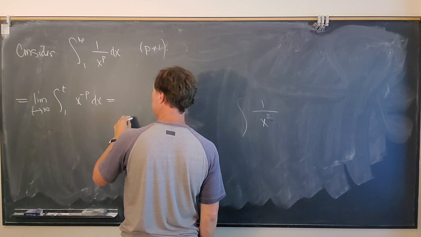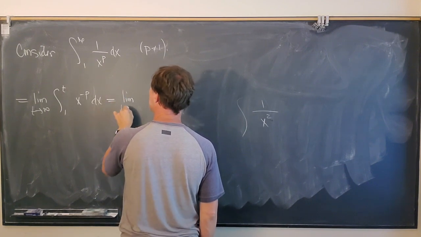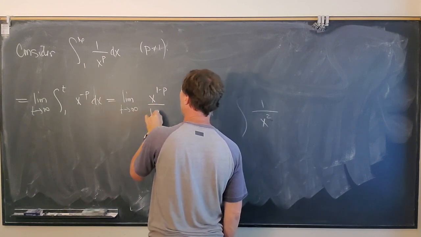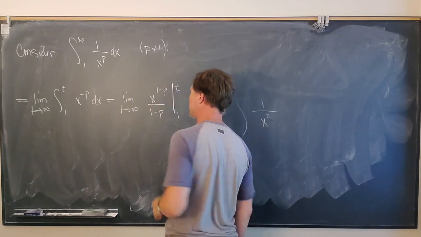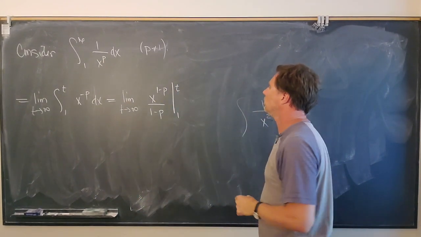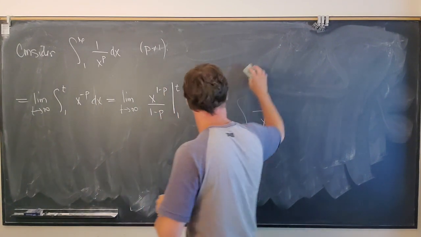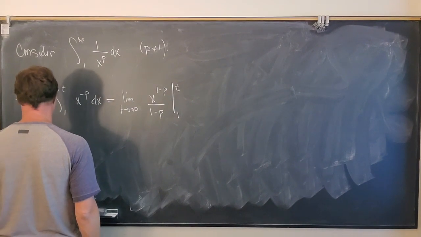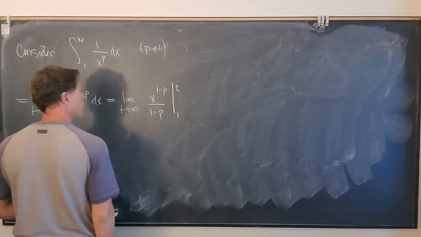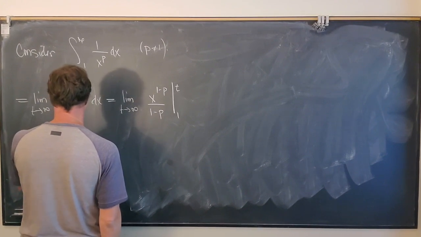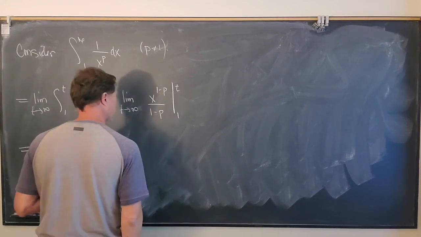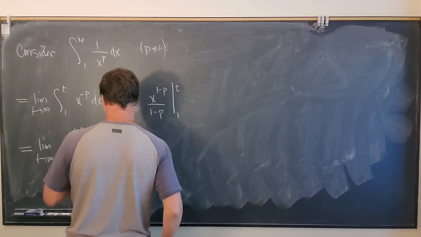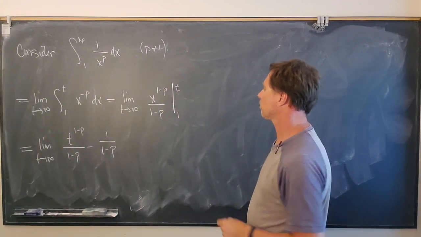Let's see, that's going to be the limit as t goes to infinity of x to the 1 minus p divided by 1 minus p, and we go from 1 to t. Now let's plug in the limits of integration. So this is going to be the limit as t goes to infinity of t to the 1 minus p over 1 minus p, minus, if I plug in a 1, I'll have 1 over 1 minus p. Okay, so there's the answer.